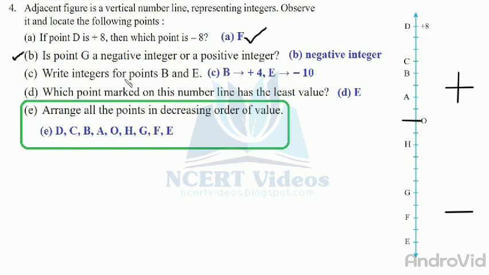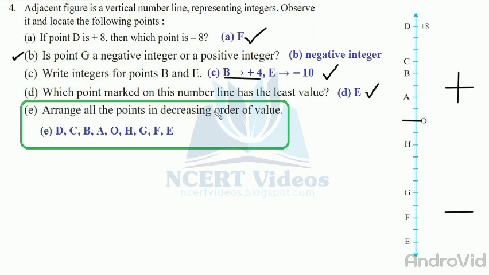Now C part, write integers for points B and E. Now where is B? B is here, that is 7, 6, 5, 4. So it is at +4. Now for E, you can see here E, we will count from 0 to the E. So when we count it, it turns out to be -10. It is at -10. Now D part, which point marked on this number line as the least value? Well, least would be the negative part and the maximum of negative, that is E, is the farthest negative point from 0. And similarly, highest value would be of D, that is +8.